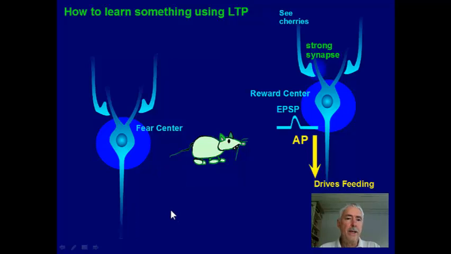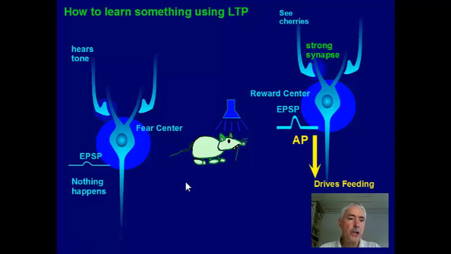Okay, now I'm going to show you an auditory input to the fear center. We make a tone, a sound. Here's the tone. Activation here, but this is a weak synapse. And what we find then is a weak excitatory postsynaptic potential. Doesn't reach threshold, nothing happens.